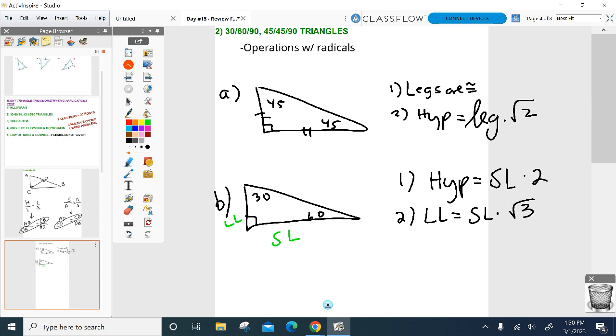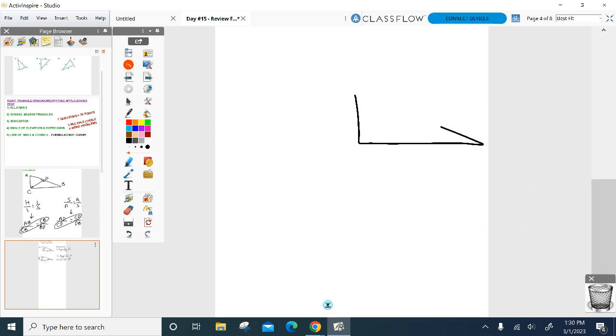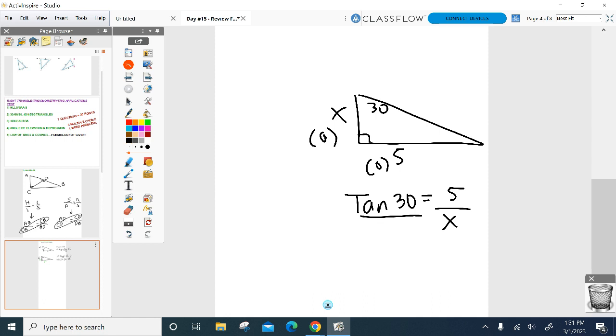You're in honors, so this comes up every year. Somebody gets clever and says, you don't need to study those rules, because if I get a 30-60-90 or a 45-45-90 and have to find a side, I don't need the rules. I'm going to do this. That's opposite. That's adjacent. I'm going to use tangent of 30 equals opposite over hypotenuse, and cross multiply. Very clever. It works. Here's going to be your issue.